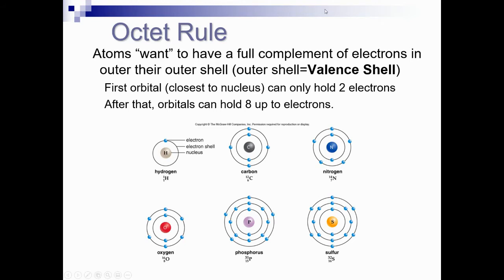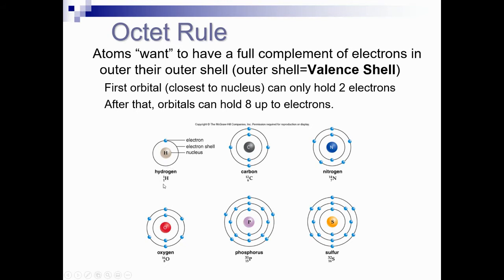So this gets to something we call the octet rule. Atoms want to have a full complement of electrons in their outer shell. We call this outer shell the valence shell. They want that to be full. So the first orbital can only hold 2 electrons, and after that we go to the second orbital. Elements are the most stable when this outer shell, whatever it is, the second, the third, the first, is full. So hydrogen only has 1. It's not full yet. So what it wants to do is bond to fill this up.